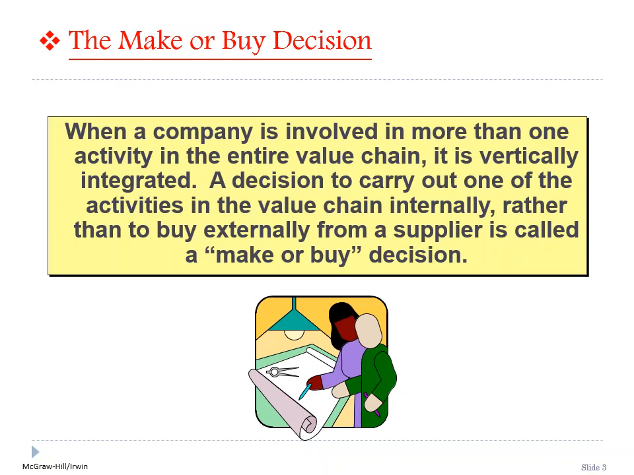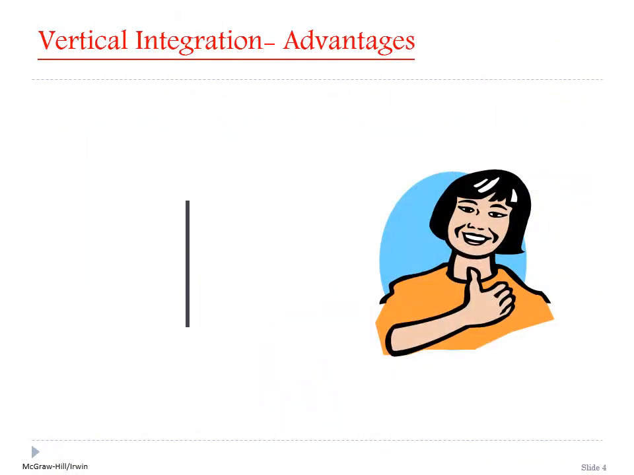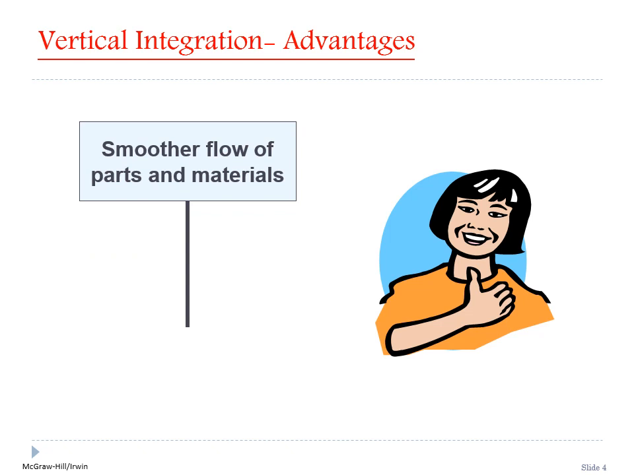Okay. If the company decides to be vertically integrated, it will attain several advantages. Vertical integration provides certain advantages. An integrated company is less dependent on its suppliers and may be able to ensure a smoother flow of parts and material for production than a non-integrated company.